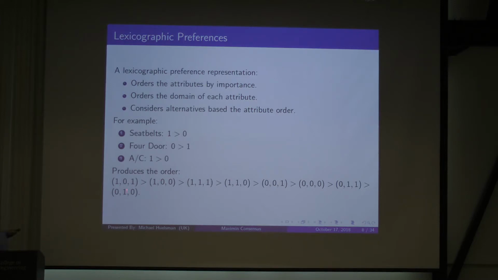And another interesting thing is that lexicographic orders produce what are called total orders, which means that everything can be compared to everything, and there's a strict relation between the two. So if I give you car A and car B that are somewhere in this domain, you can tell me, car A is better, or car B is better.